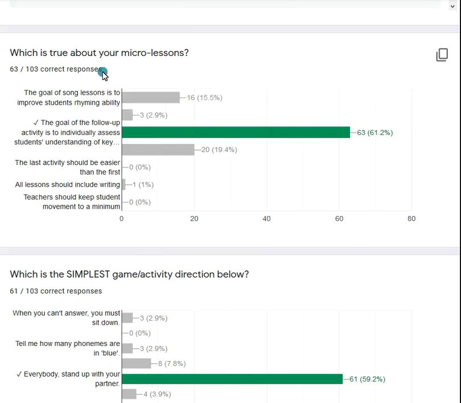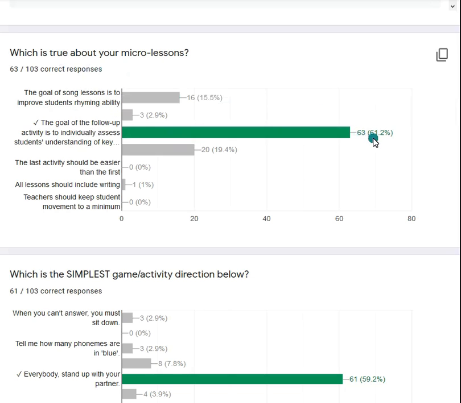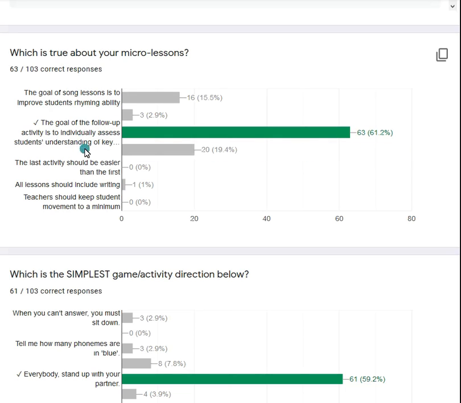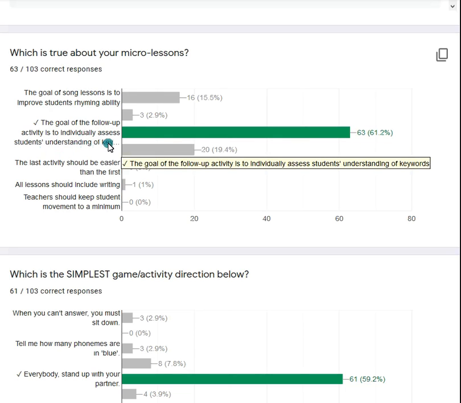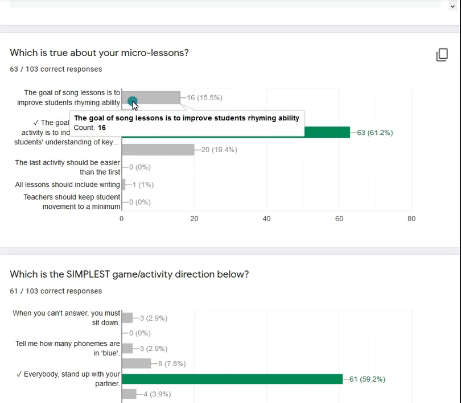So, the first question, which is true about your micro lessons? Most of you got that. It's one answer. The goal of the follow-up activity is to individually assess students' understanding of keywords, right? And Storybook is to improve reading of native speaker books? No, as we said in the last Google Meet, if you were there. To improve students' rhyming ability?